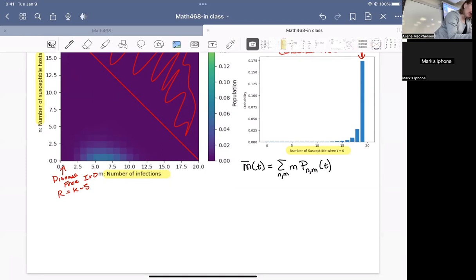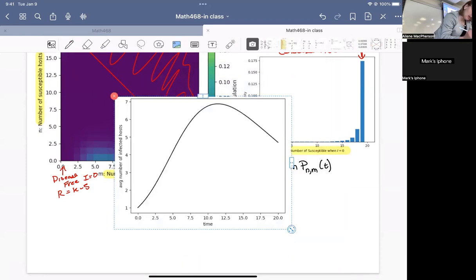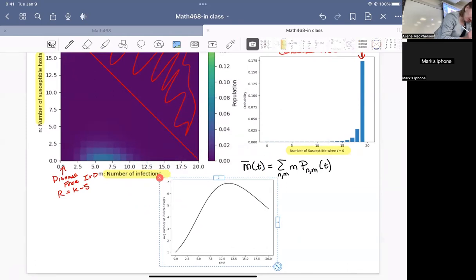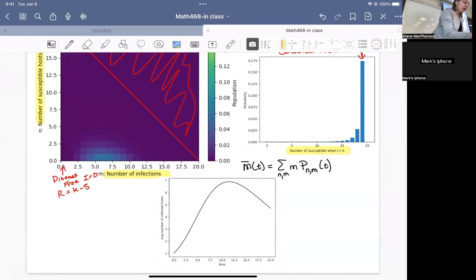So if I look at that instead, that gives me something like this. This is a little bit of a reminder that this figure here and this figure here are just one snapshot in time, and we can actually look at all different times on this axis, and this is the average size of the outbreak at time t.